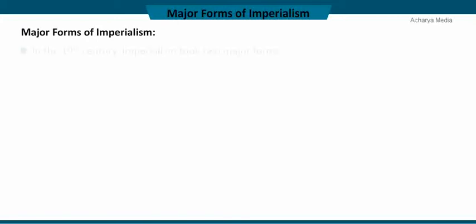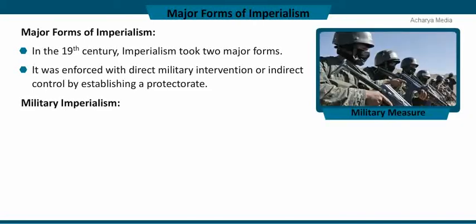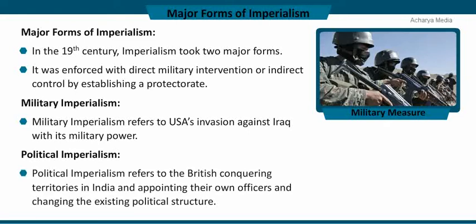Major forms of imperialism. In the 19th century, imperialism took two major forms. It was enforced with either direct military intervention or indirect control by establishing a protectorate wherein the mother country served as a guide. Military imperialism. Military imperialism refers to USA's invasion against Iraq with its military power, forcing it to have another kind of government that was favorable to USA. Political imperialism. Political imperialism refers to the British conquering territories in India and appointing their own officers and changing the existing political structure.